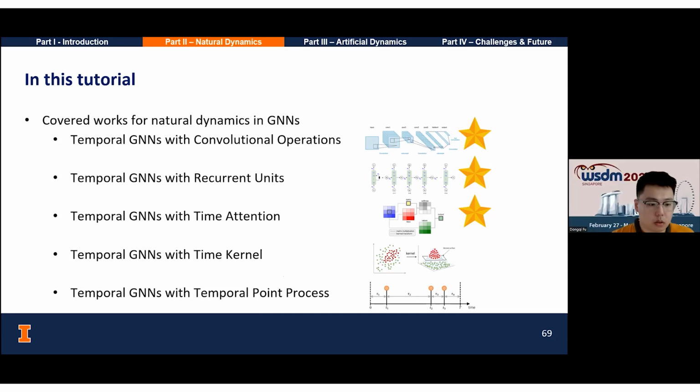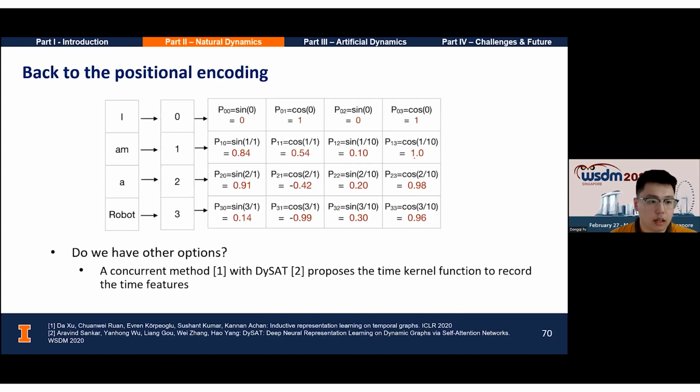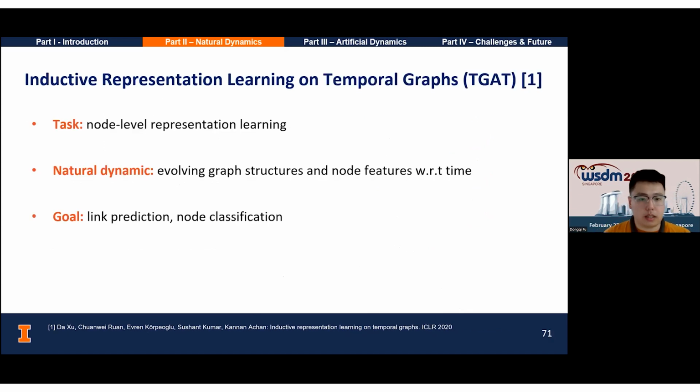So let's step into the fourth part, the time kernel. Back to the positional encoding, do we have other options, a better formulation for the positional encoding? The answer is yes. The work we are going to introduce is Inductive Representation Learning on Temporal Graphs, or TGAT for short. TGAT can be used for link prediction or node classification through node level representation learning with the evolving graph structures and node features.